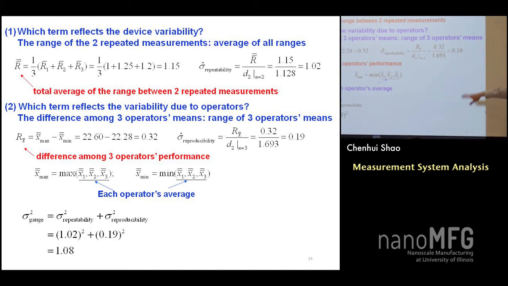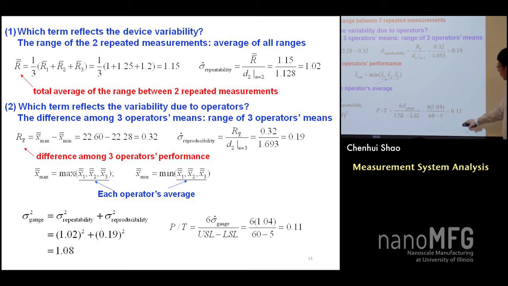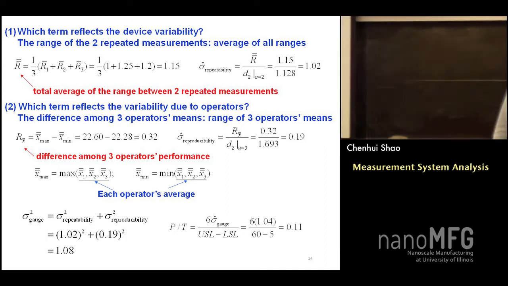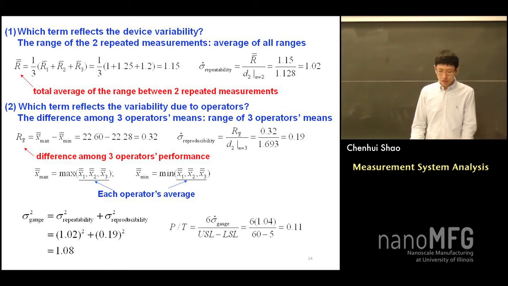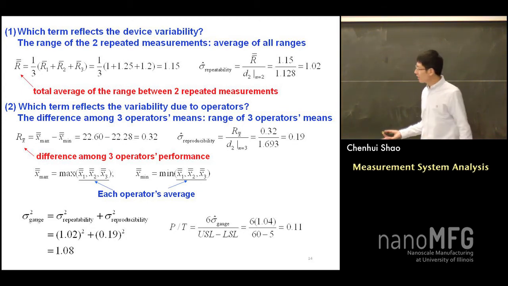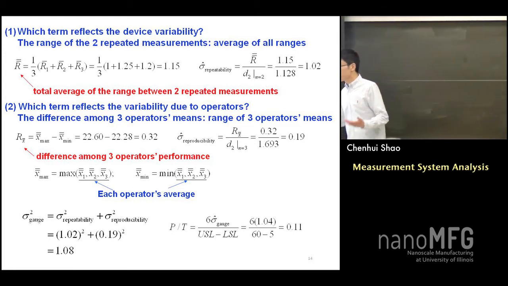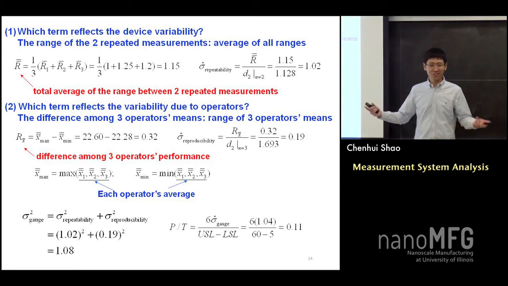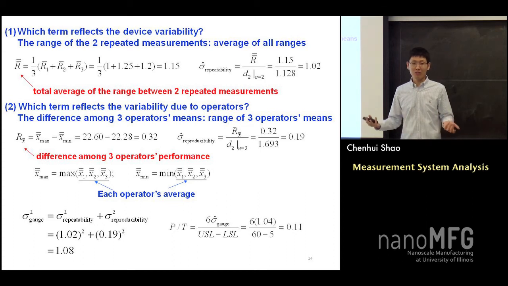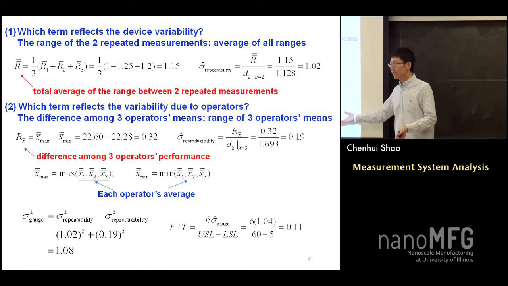Finally, I have these two ready. I calculate sigma gauge square, which is given by 1.08 in this case. And my PT ratio is 0.11. It's about 11%. So do you think this gauge is capable or not? It's probably a hard call, right? It's close to 0.1, but it's not that good, but it's not that bad. So then, again, that may depend on your requirement, on your measurement precision. But this one, I would say, is not bad in this case.